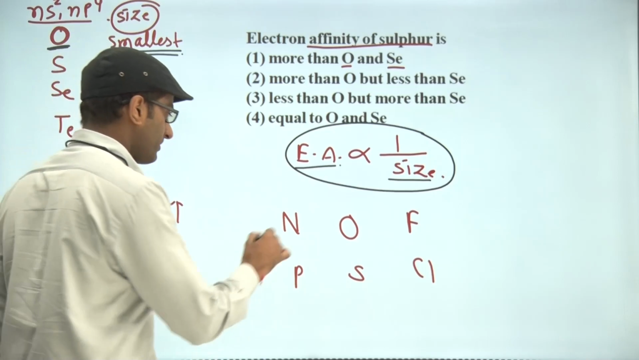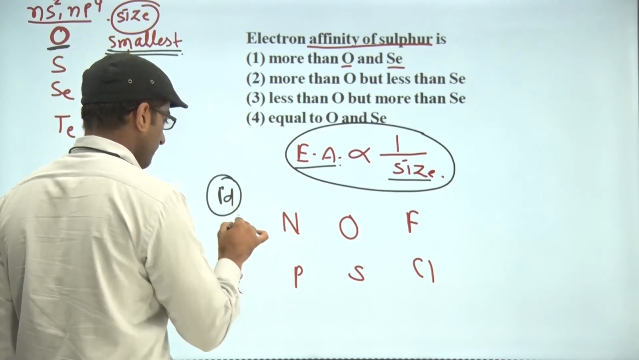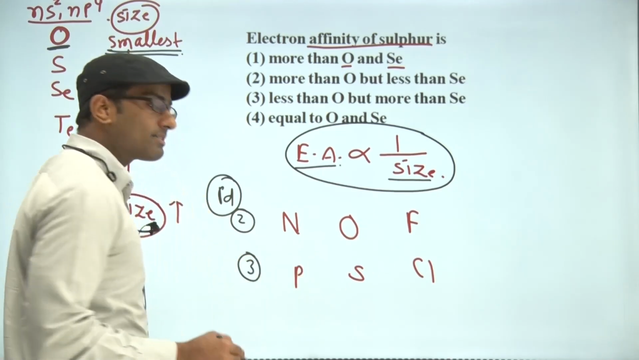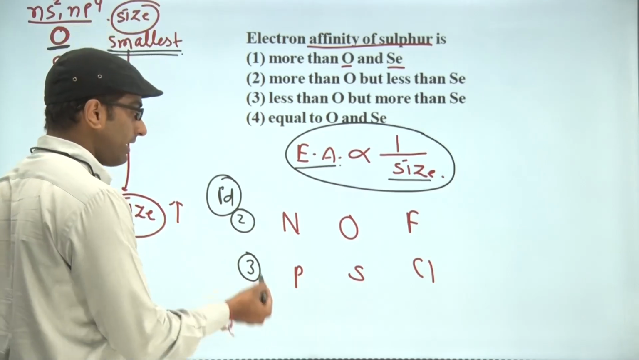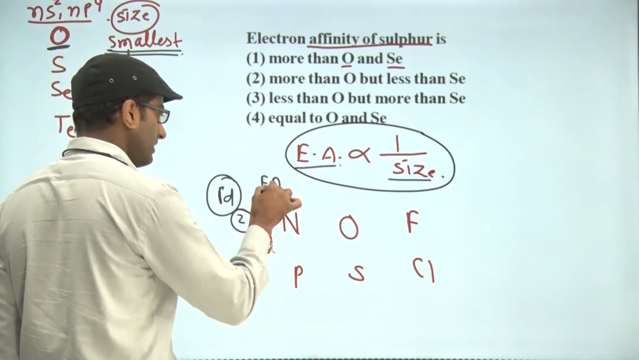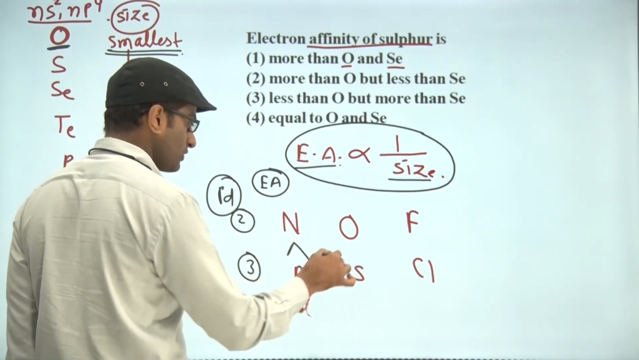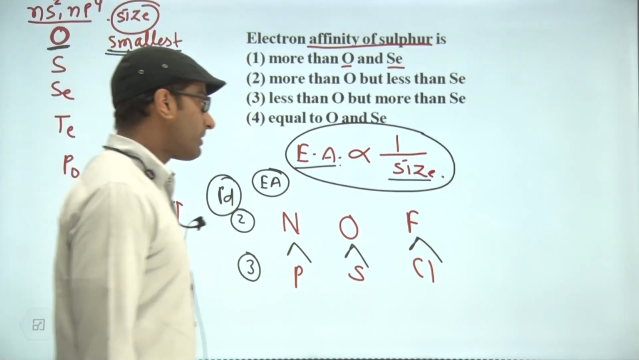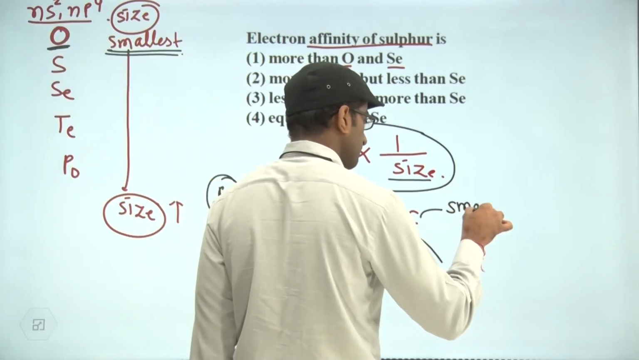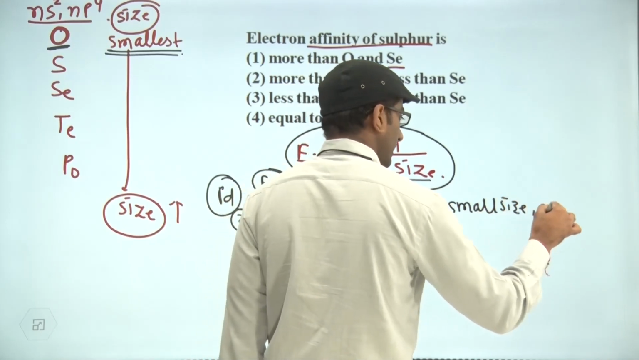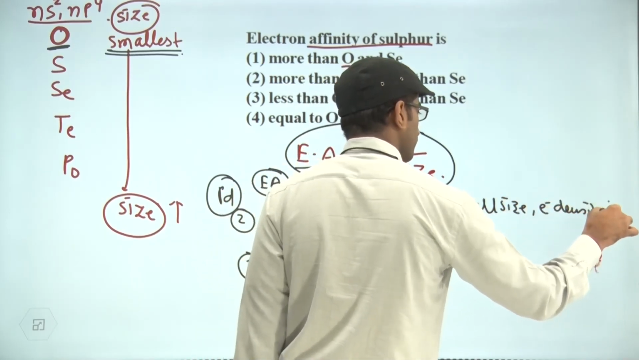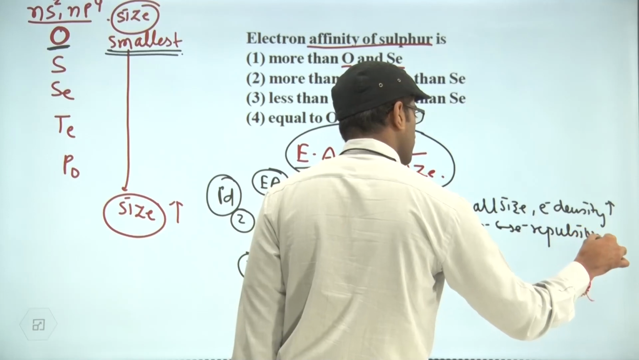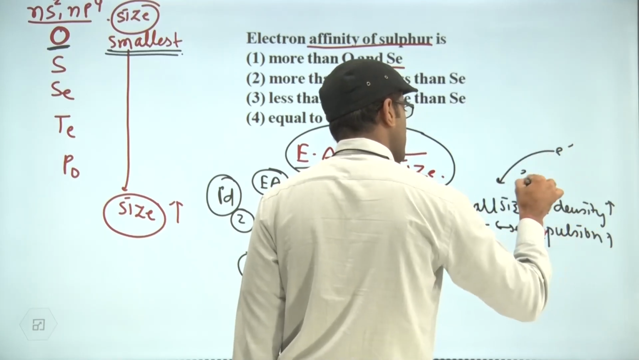But in the second period, especially nitrogen, oxygen and fluorine show less electron affinity as compared to third period elements. If I compare the electron affinity, then nitrogen has less than phosphorus, oxygen less than sulfur, fluorine less than chlorine. Why so? Because due to small size, electron density is more. Electron repulsion is also more. The incoming electron experiences repulsion here.